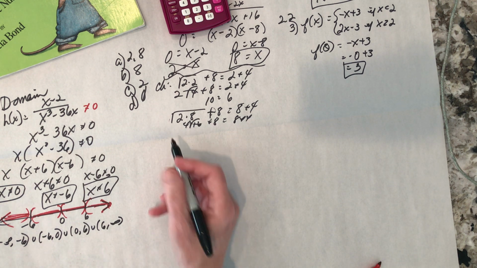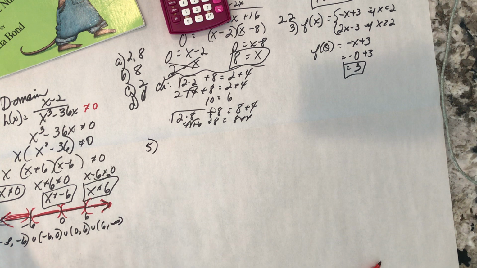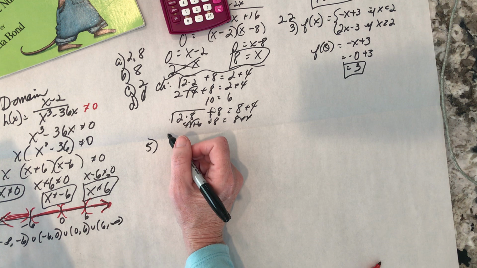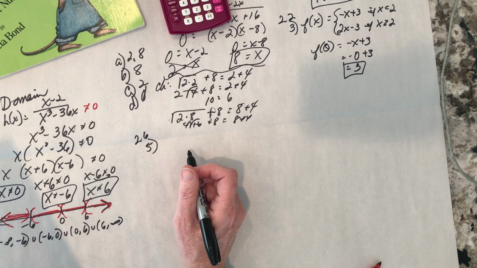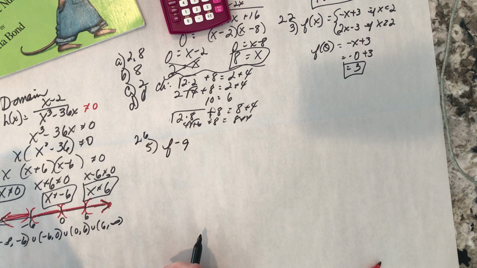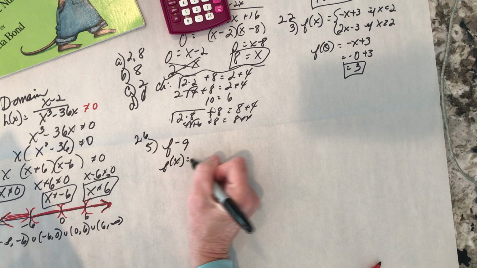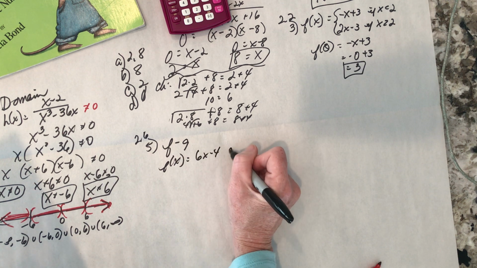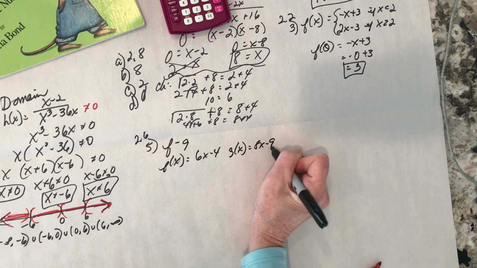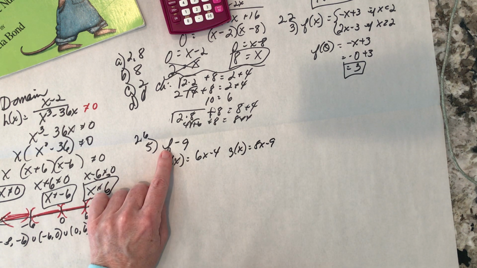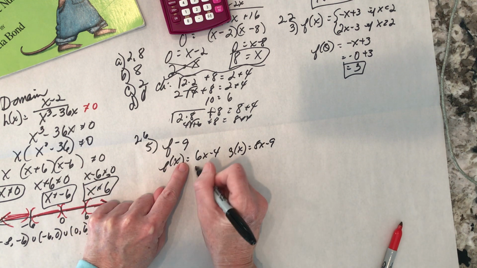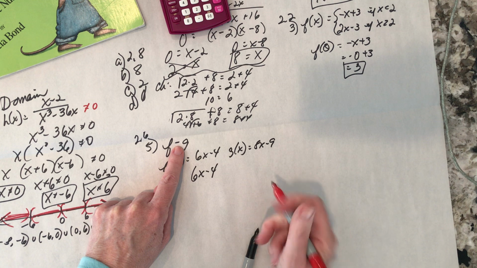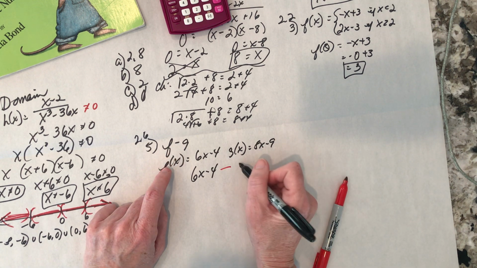All right, number 5 on your 1, 2, 3, 4, 5, good, keeping up, on your MyMathLab homework is from 2.6 also. It's asking you to find f minus g. So we've got f of x equals 6x minus 4, and g of x equals 8x minus 9. We're asked to find f minus g. So let's get f. F is 6x minus 4. Then we're asked to subtract g.